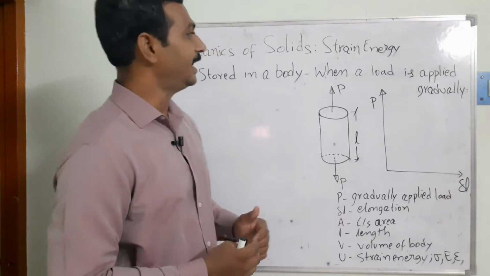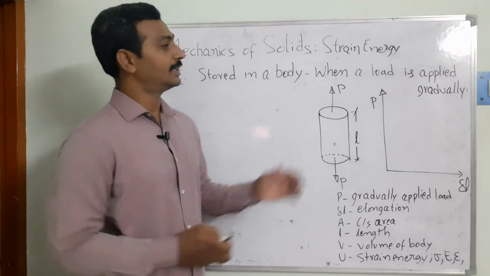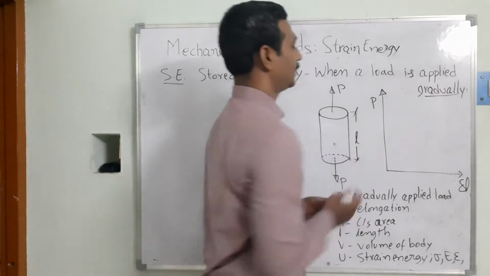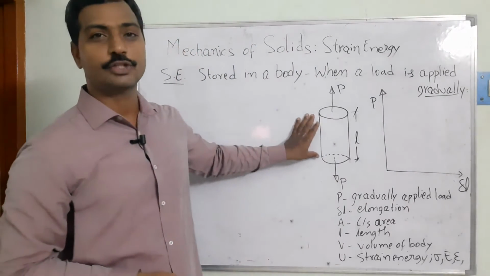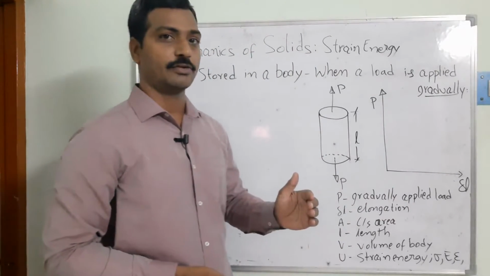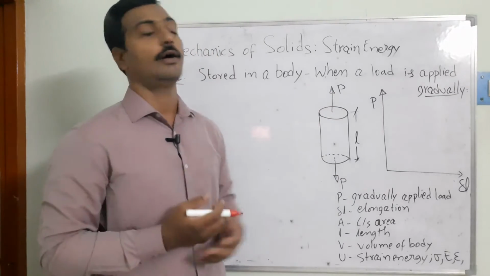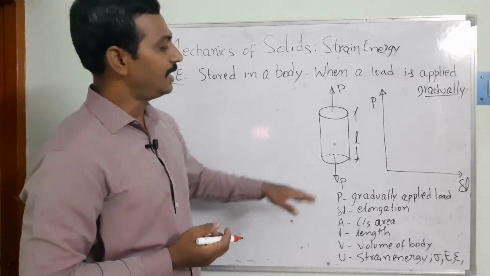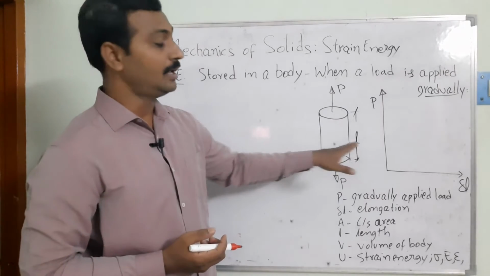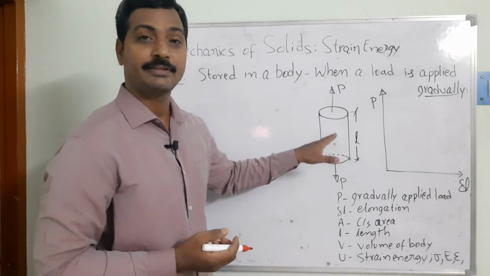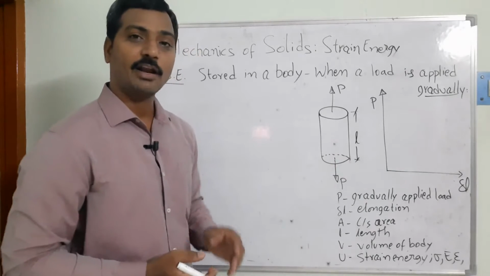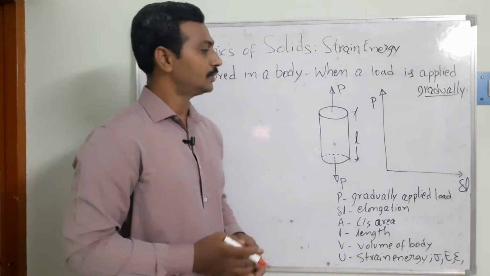Now here I took one example for the gradually applied load. We can see one member with a circular cross-section, and the load acts on both sides, pulling opposite to each other. I have taken the length of this member and its cross-section diameter, and these all come under the geometrical properties.